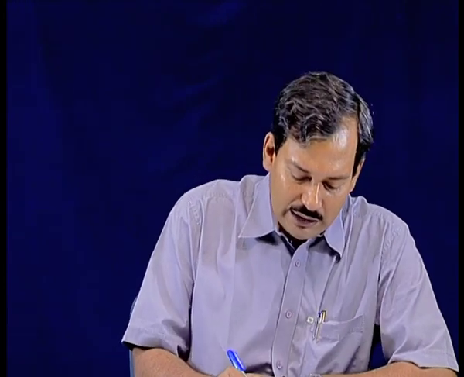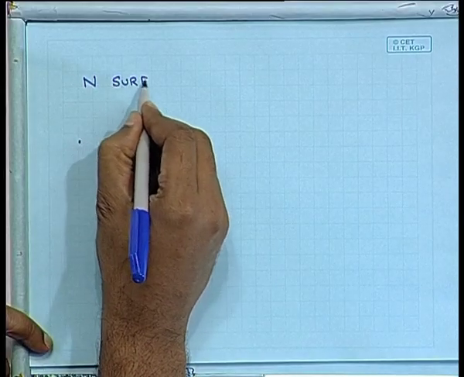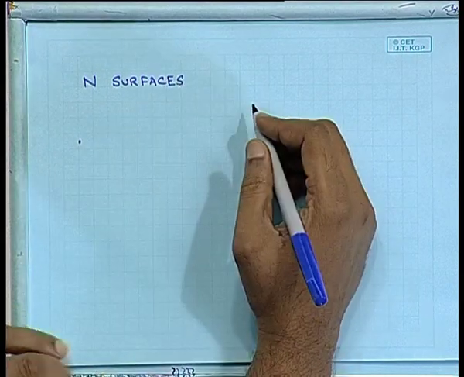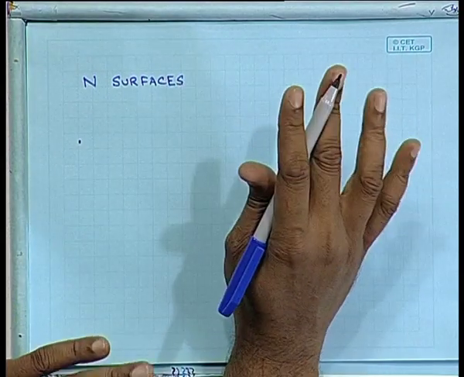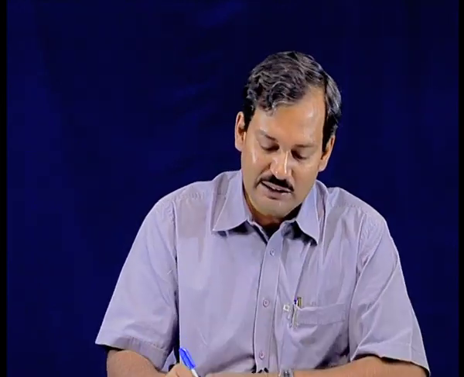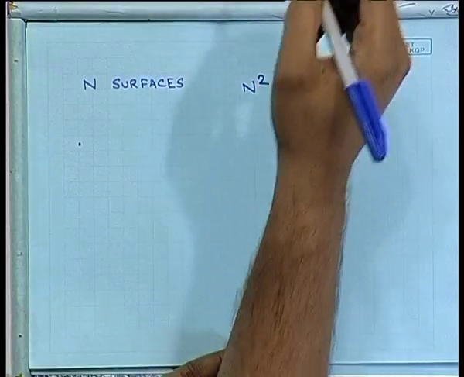Now, let us say if you have n surfaces, okay, how many view factors are possible? If you have n surfaces forming an enclosure, how many view factors are possible? If you have one surface, if you have two surfaces, how many view factors are possible? If you have two surfaces, it is 4, because from 1 to 2, from 1 to 1, from 2 to 1 and 2 to 2. If you have 3 surfaces, 9. So, if you have n such surfaces, the number of possible view factors would be n square.